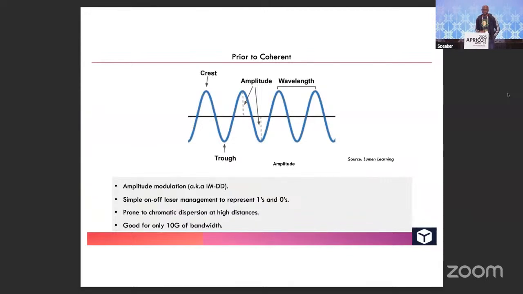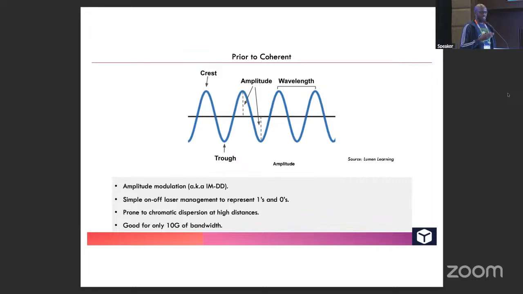So just to talk a little bit about what coherent is. Many of you have heard about coherent optics, but for that, you need to go back a little bit and figure out what was happening before coherent. So before coherent, you essentially had what was known as amplitude modulation or intensity modulation with direct detection. And what that meant was that you encoded information on the amplitude of the light signal. Essentially, a voltage of 1 meant that it was bright, and a voltage of 0 meant it was dim. Simple as that. The modulation for that was what was known as on-off keying.